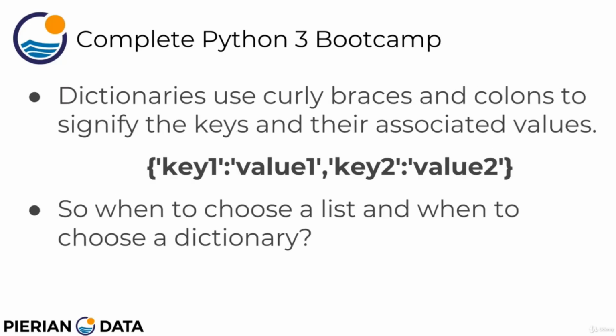The dictionary syntax uses curly braces and colons to signify the relationships between a key and its associated values. Here we can see the curly braces, and then we have the string key, so key1, then a colon, and then whatever value is associated with that. In this case, we just have a string called value1, and then we have a comma for the next key-value pair.